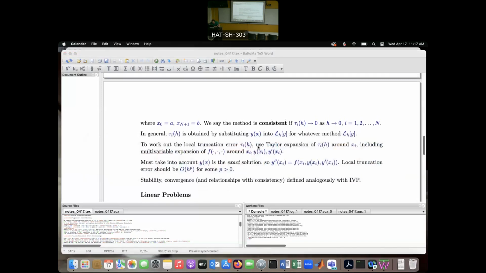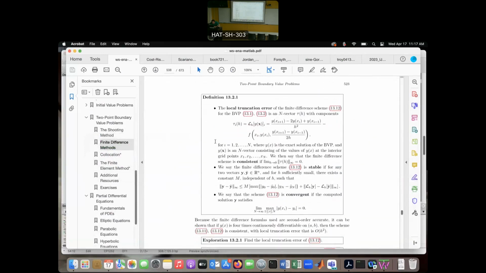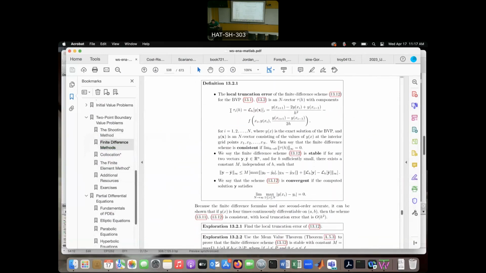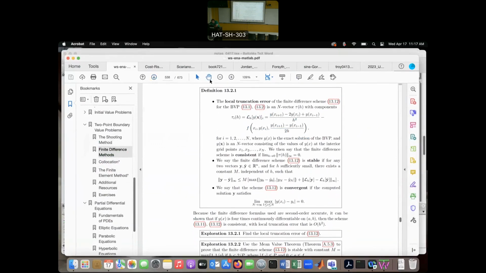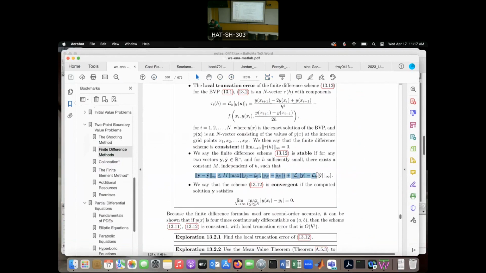Now, more details about convergence analysis. Okay, so here are the definitions. I gave this definition already for local truncation error, what it means to be consistent. Now, for stability, here's our definition of stability. It's a little cumbersome, but the main idea behind stability is the same as for initial value problems.